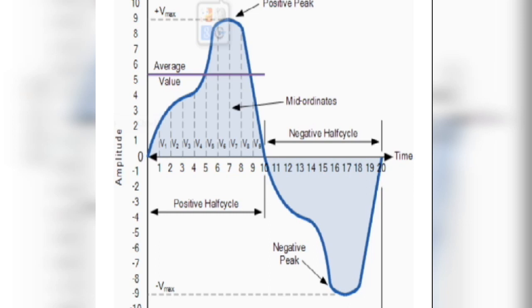Positive peak is shown at plus 14, negative peak is shown at minus 9, and one complete cycle. This diagram is one complete cycle of the amplitude of a waveform, and the other axis is time, meaning the time duration of one complete cycle.